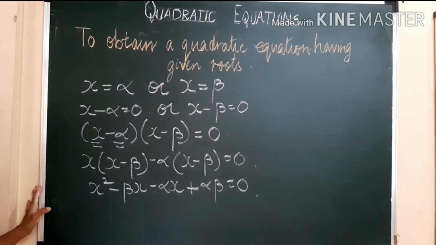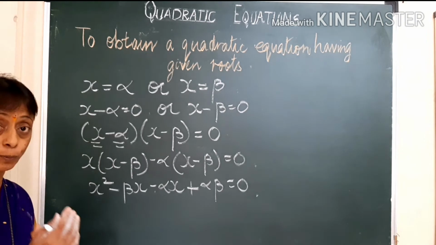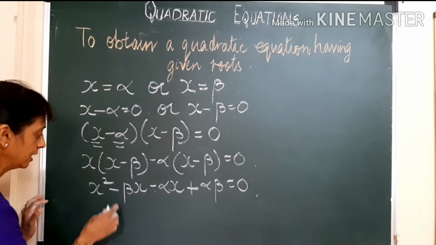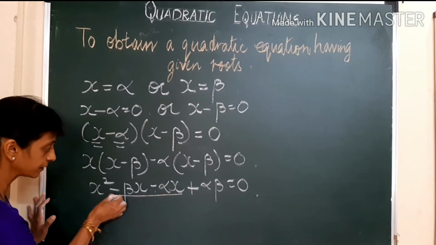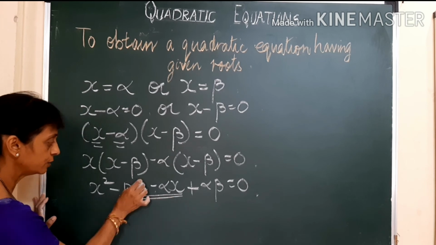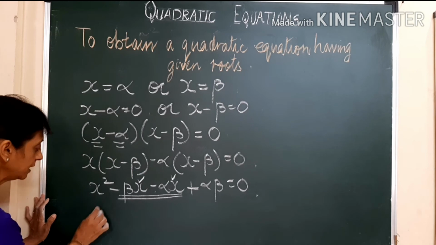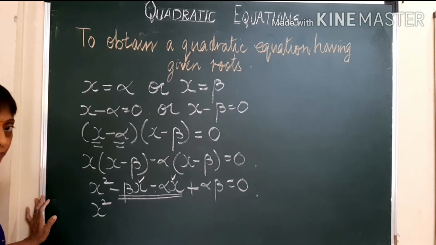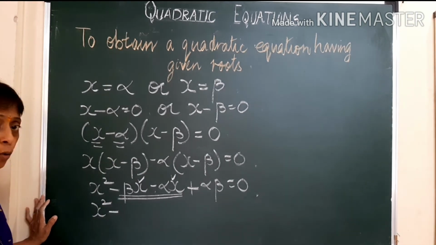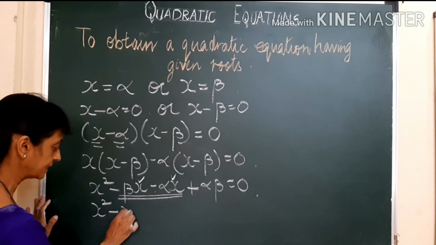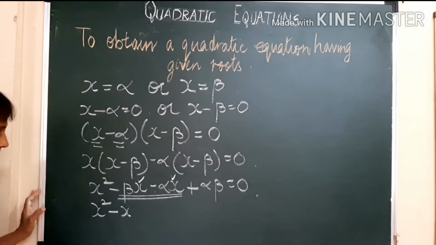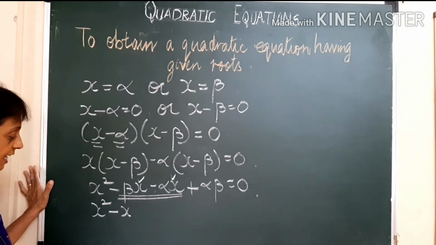Now children, which terms are like terms which you can group together and take out something common? Over here you have it, children. Here what is common? You see that x is common. So let's solve it, children. X square minus, what comes out common? X. Right? Then what are you left inside, children?